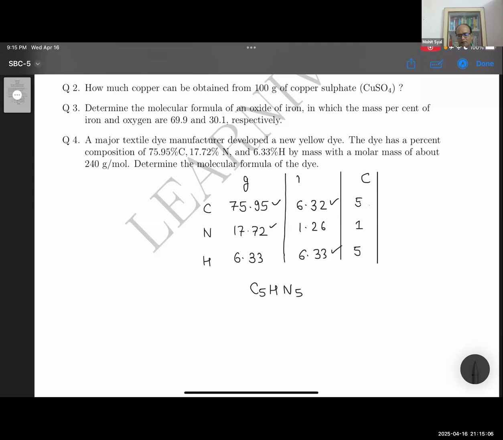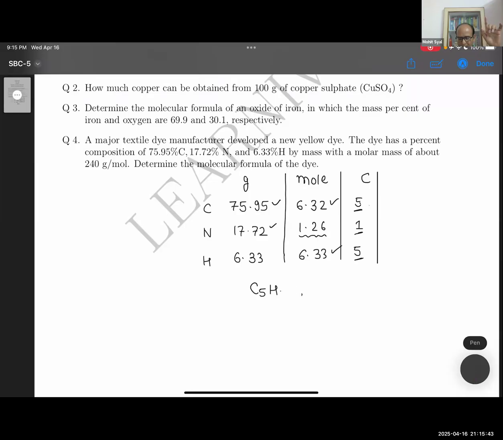These are moles. Moles are obtained when you divide the given mass by molar mass. Whatever moles you are getting, divide all the moles by the lowest number of moles. So divide all of the numbers by 1.26. Here you got 5, and because you are dividing by 1.26, here you got 1 and this 5.